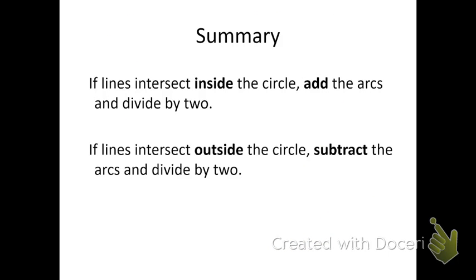Okay, so in summary, if lines intersect inside a circle, add the arcs that they intercept and divide by 2. If lines intersect outside the circle, subtract the intercepted arcs and divide by 2. Okay, so we're going to do one more video after this, and it's just going over a couple examples.